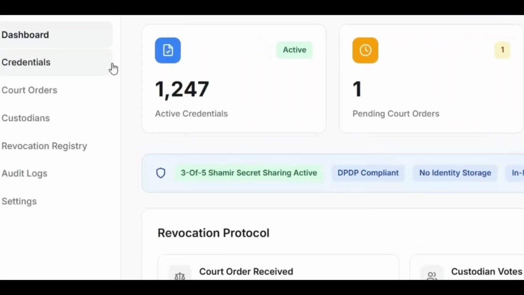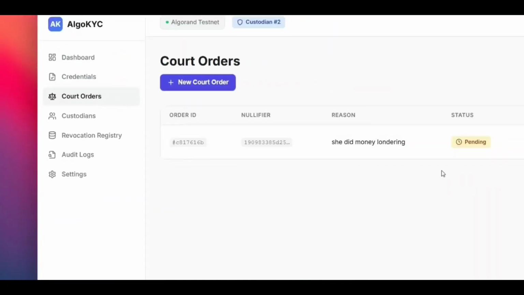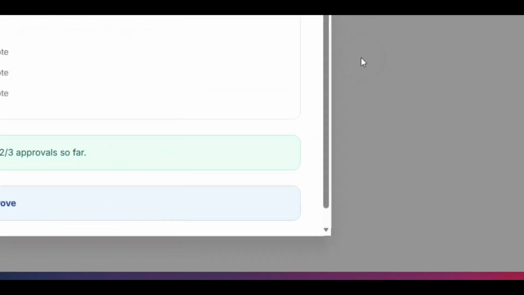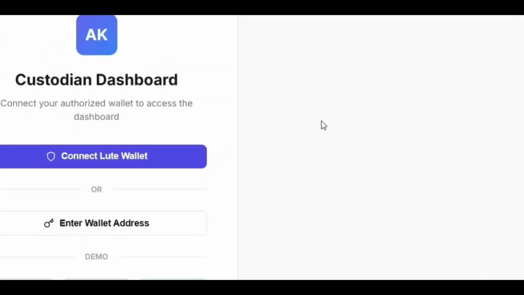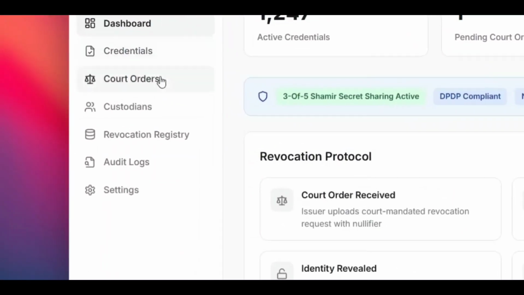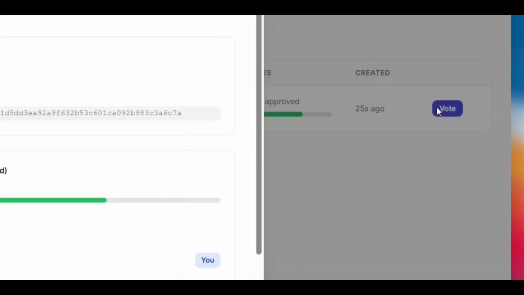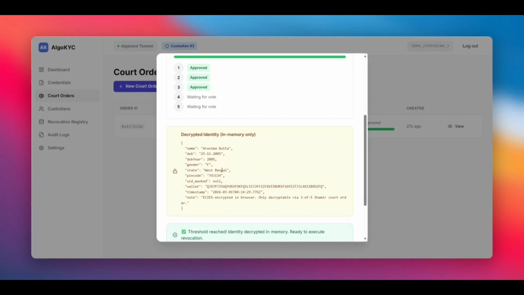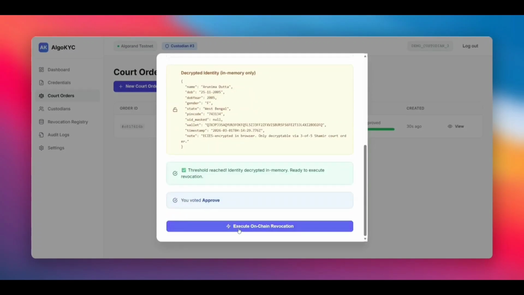I hard coded the wallets for the demo. Now the second approval. Now let's go for the third approval. Okay, so yeah, the threshold is met. The master key is reconstructed in memory, and you can see the identity is revealed only to the authorities.